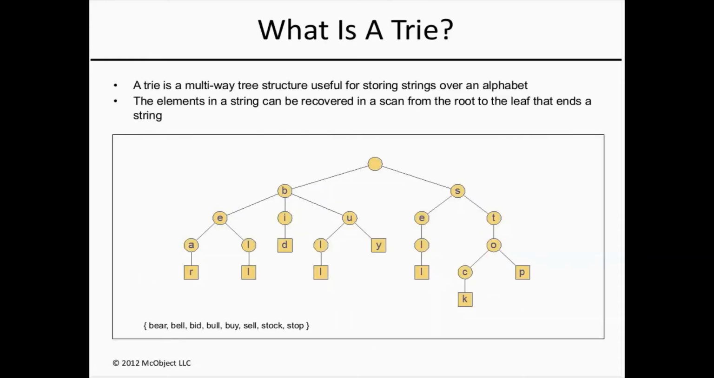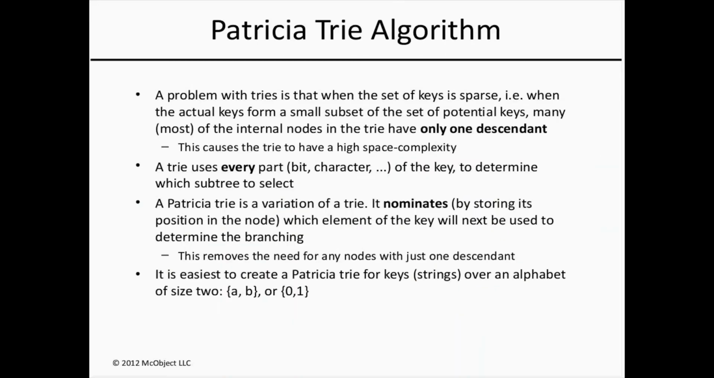And here's how to visualize a Patricia tree. The elements in a tree, which is a string in this case, can be retrieved by following the tree from the root to a leaf that ends the key. This particular tree that we're looking at contains the strings bear, bell, bid, and so on. One potential problem with trees is when the set of keys is sparse, the tree will have what's called high space complexity. In other words, internal nodes only have one descendant.